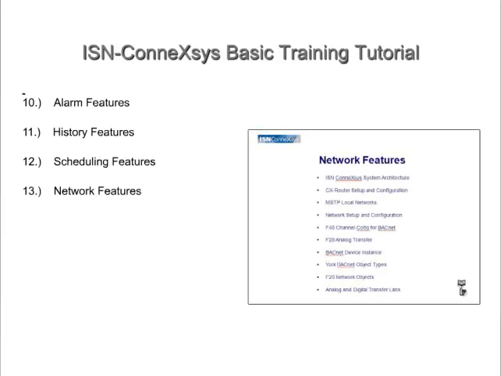In this next section, we cover the network features. We explain the ISN ConneXsys system architecture, how the CX router is set up and configured. We go over the MSTP, master-slave token passing, local area networks of ISN controllers, how they're set up and how they're configured. We move on to Feature 45, Channel Configuration for BACnet, to prepare for actually sharing data over the BACnet network.